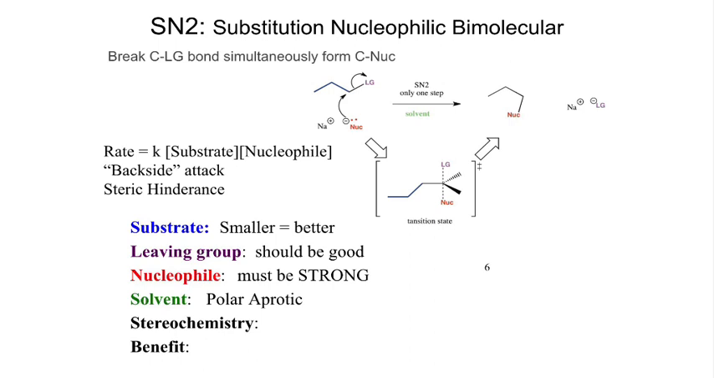So in SN1, we picked a solvent to help the mechanism. In SN2, we picked the solvent to not screw it up. Okay? Now we get to this super exciting part, our stereochemistry. What happens with the stereochemistry?